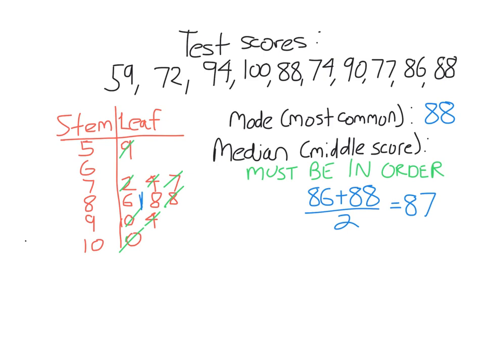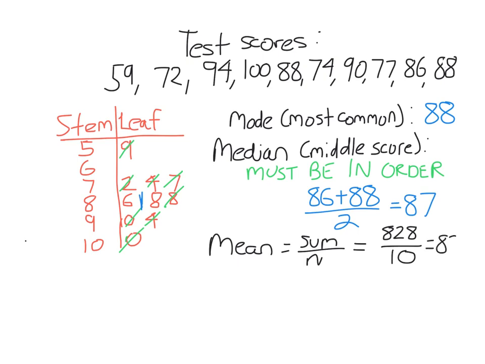All right, let's now calculate the mean. So the mean, which is commonly called the average, it's just the sum of all the scores divided by n, which is the number of scores. So in this case, there are 10 scores. We're going to add them all up and divide by 10. So if I add up all the scores, I get 828. So the mean is 828 divided by 10.